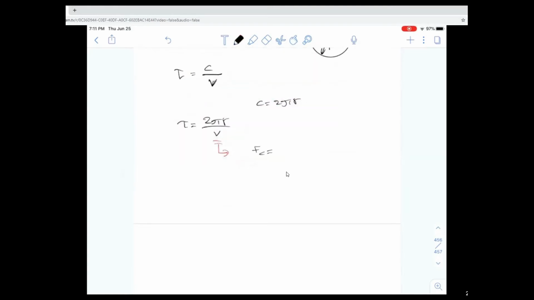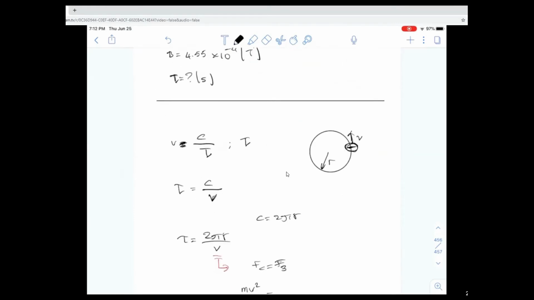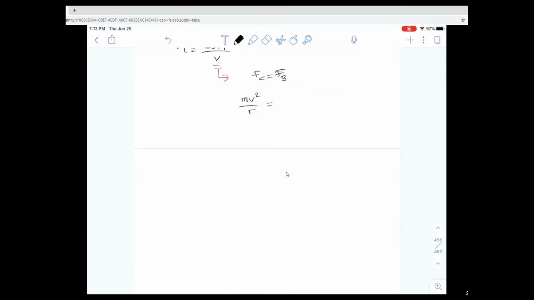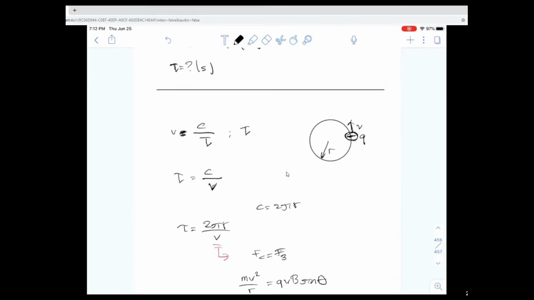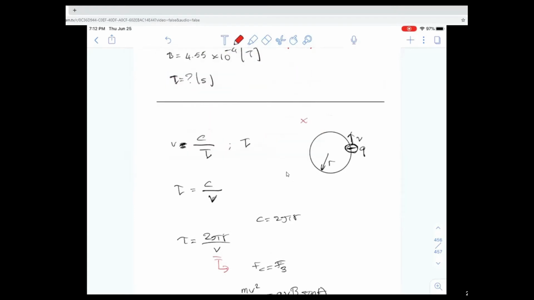So the centripetal force is the same as the magnetic force. Centripetal force is going to be mv squared divided by r. The magnetic force in this case is going to be q v B times the sine of the angle between the velocity vector and the magnetic field. In my notation, let me place the magnetic field going into the page.